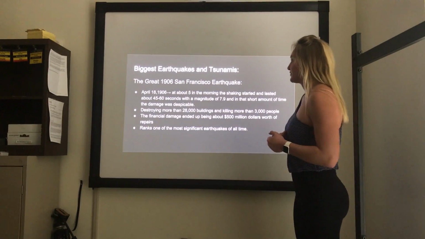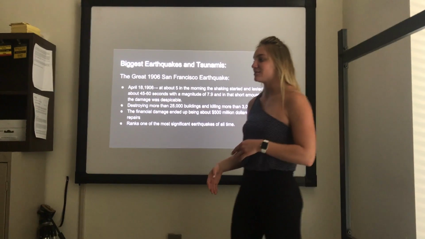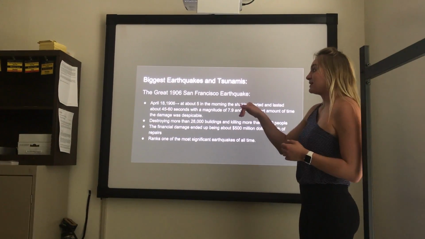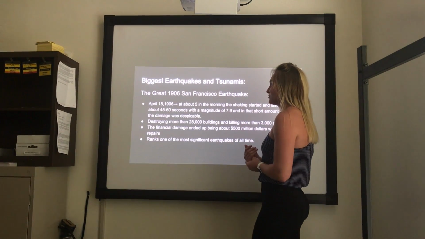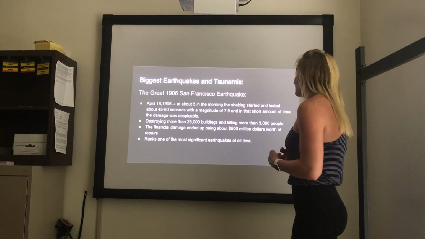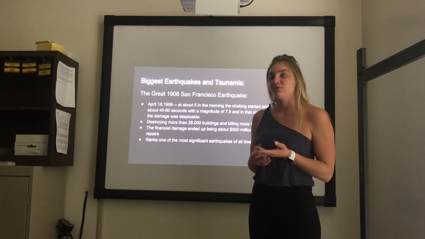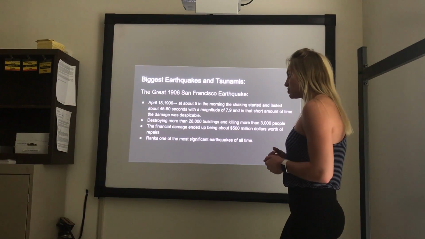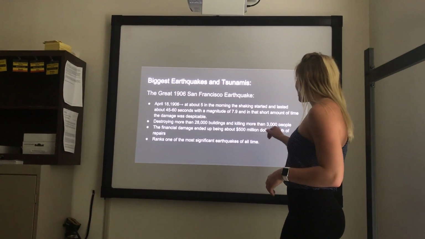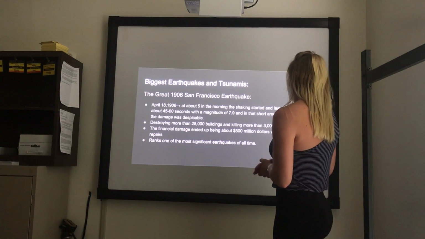The Great 1906 San Francisco earthquake, that just happened here, since we're in Hayward, so that's an hour away or 45 minutes away. That happened on April 18th, 1906, at about 5 in the morning, and it was a magnitude of 7.9. It lasted 45 to 60 seconds, so a short amount of time, but in that amount of time, it was a great amount of damage. It destroyed more than 28,000 buildings, and it killed more than 3,000 people, and also the damage ended up being $500 million.